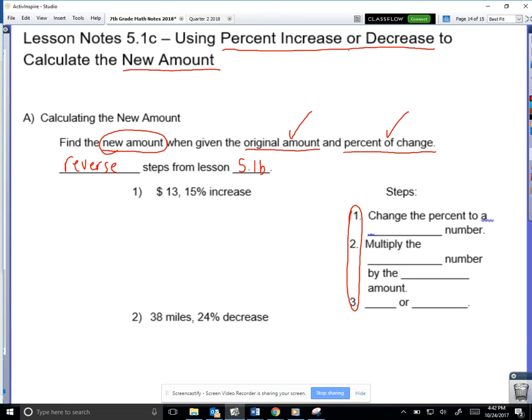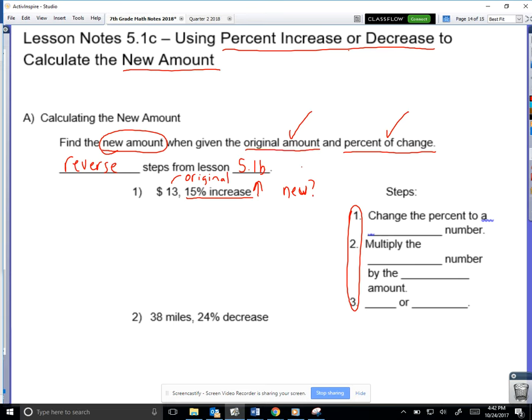So number 1, we're going to be given the original amount, which is $13. I'm just going to label this original. We're also given the percent of change. That's what we calculated yesterday. Today we're given this. The percent of change is an increase, so I'm going to put the up arrow there to show that it's an increase. And what we're trying to find is what the new amount is. Yesterday we were given the new amount. Today we're going to try and find it. So we have the original, we have the percent increase, and we're going to calculate what the new amount is.